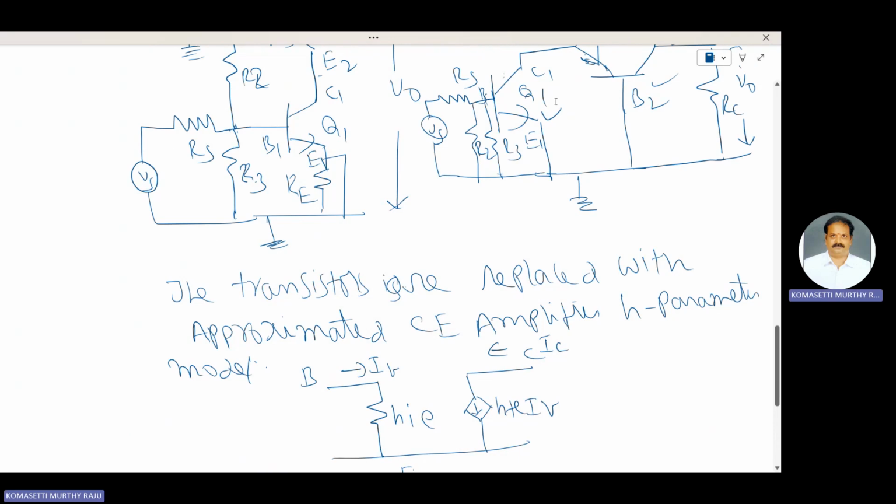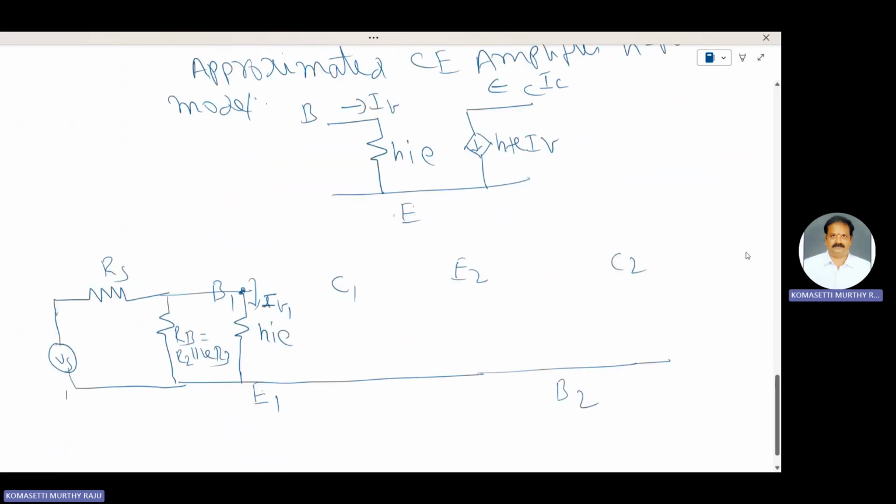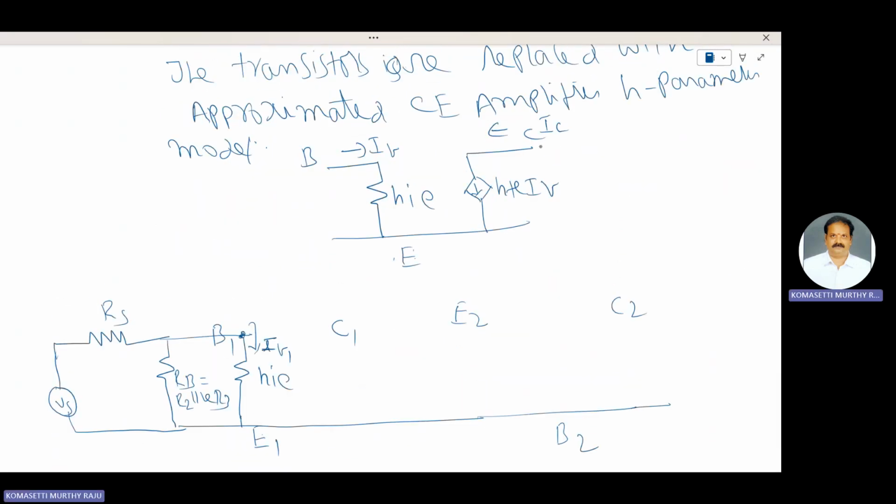C1 is the output terminal of Q1 and E1 is the ground. In between C1 and E1 is HFE IB1. Stage 1 is replaced with this approximated H parameter model.